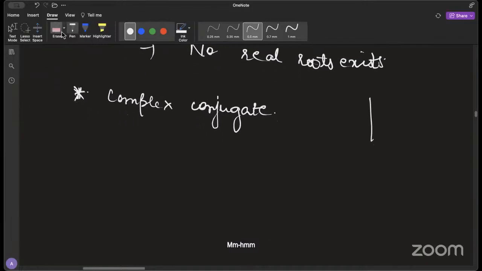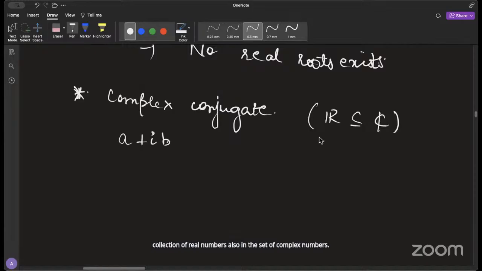Okay. Let's come to complex conjugates. This is again not needed, but you will need these concepts in polynomial week, the week in which we'll be discussing polynomials. We know our complex numbers look like this, right? And for context, your collection of real numbers is also in the set of complex. So if you have 2, 2 is also a complex number, even if iota is missing. The collection of complex numbers is these, where a and b are real numbers.